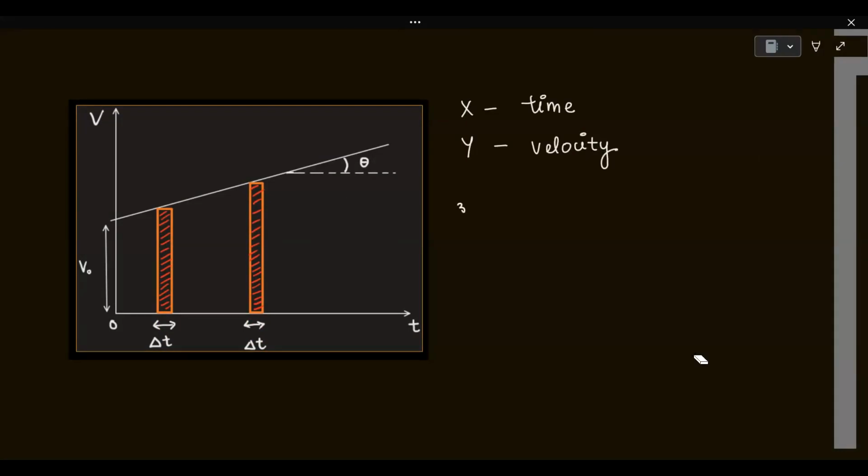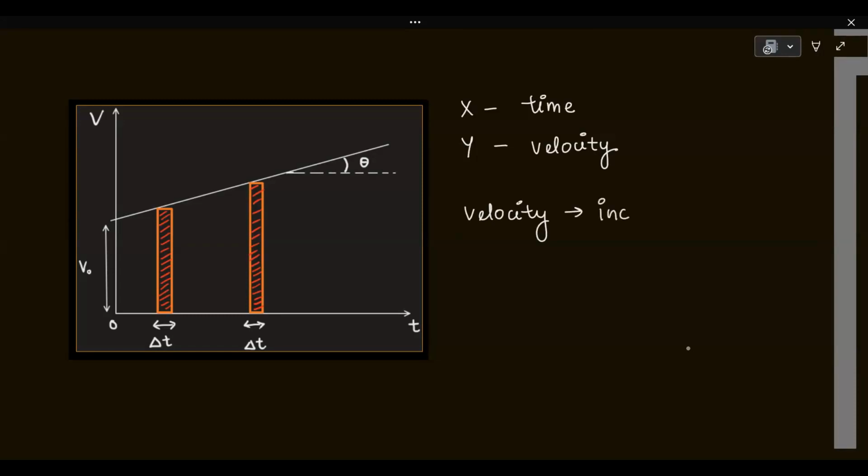Third question: before we start the questioning process, what is happening to velocity? Can we comment on velocity here? Quickly comment on velocity. This is a velocity time graph. What is happening to velocity? Is it increasing or decreasing? So it's increasing.